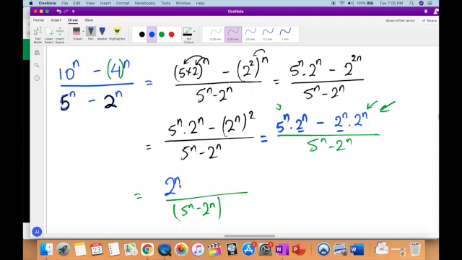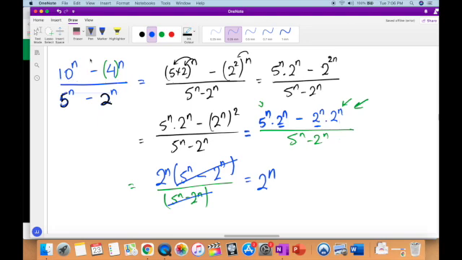If I pull out the 2 to the n, open brackets, 2 to the n times 5 to the n will give me 5 times 2 to the n, right? Minus 2 to the n times 2 to the n on this side will give me 2 to the n times 2 to the n. So now these two could cancel, and your answer is 2 to the n.